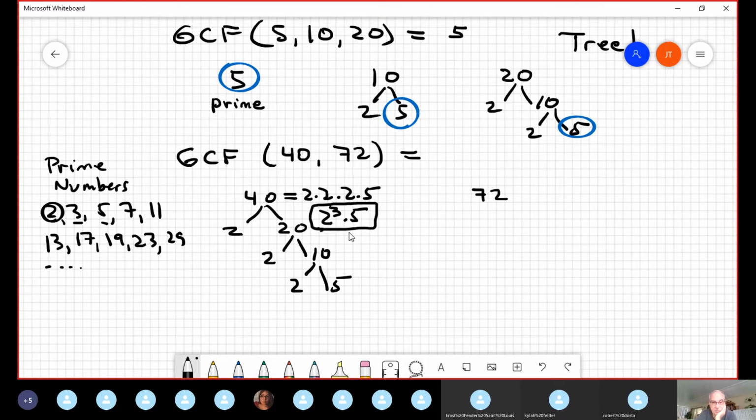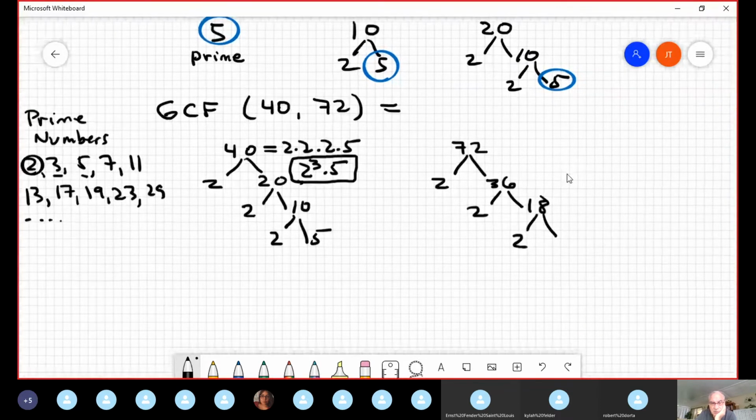Okay. 72 is even. It's 2, 36, 2, 18, 2. You can put it in the calculator, guys, if you want. Division by 2, division by 2, division by 2, division by 2. This is 9. And 9 is 3 and 3, because 9 is impossible to divide by 2, so you continue with 3. Okay, so 72 is 2 to the second time. No, 2 to the third. Sorry. 2 to the third and 3 to the second.